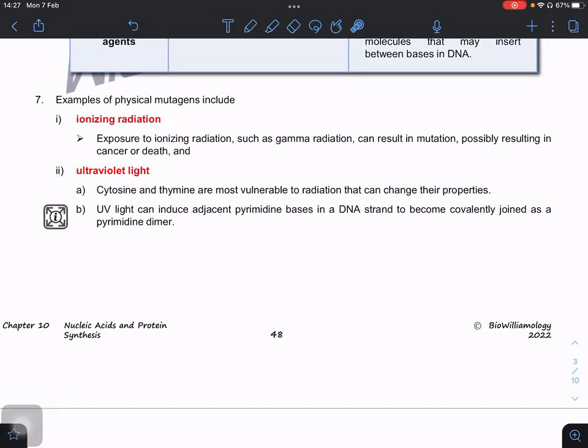Now, when we talk about UV and the ionizing radiations, people always think about this: can they cause cancer or not? The answer is yes. Okay, but be careful of these two terms, guys. Carcinogen versus mutagen. Are they the same? Are they the same? Carcinogens and mutagens.